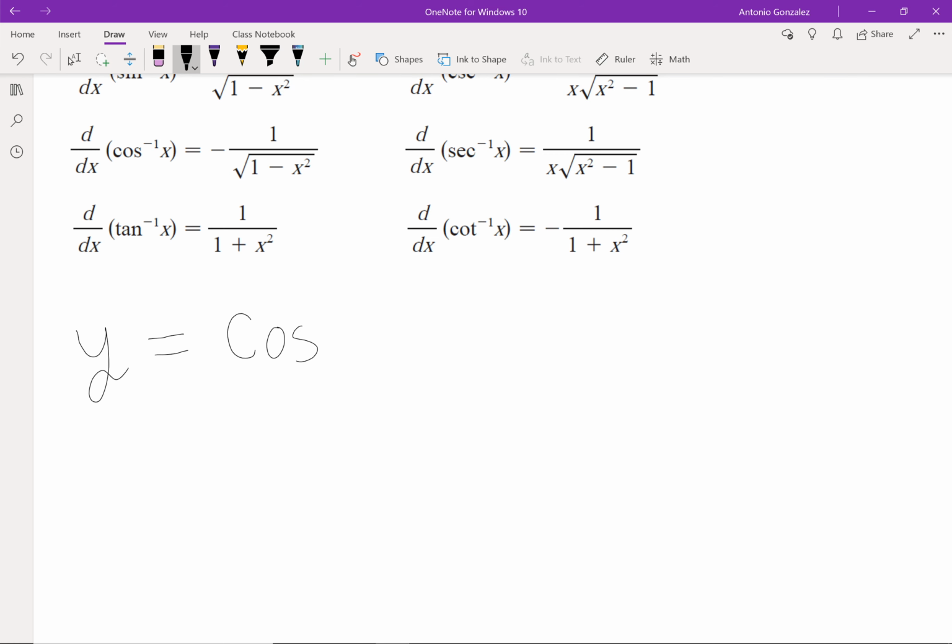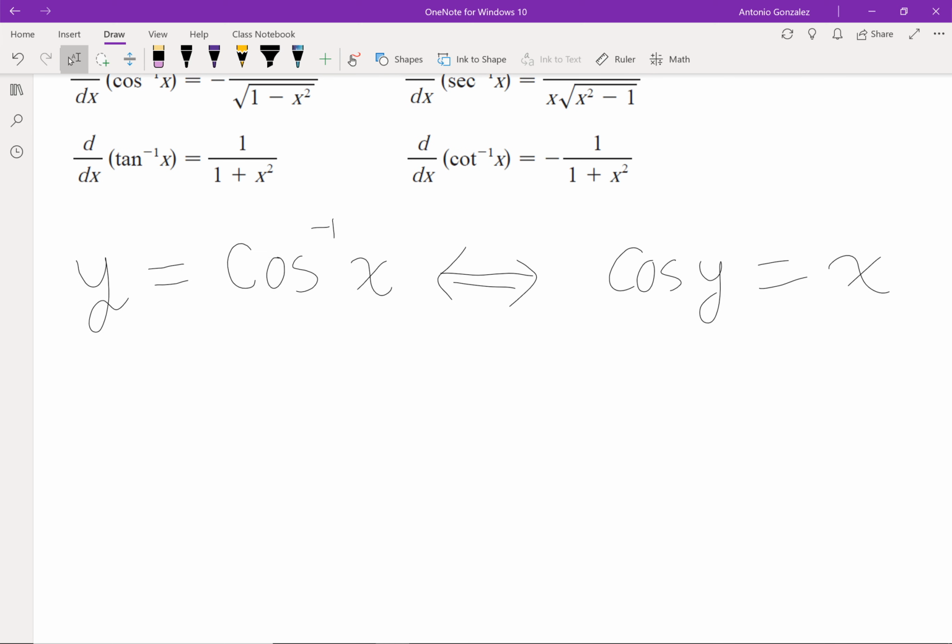If y is equal to the cosine inverse of x, and again, we'll assume we have the proper domains and range values of x's and y's. Here we'll just focus on coming up with a formula for the derivative. So this is true if and only if cosine of y is equal to x. That's just how the inverse is related to the cosine.